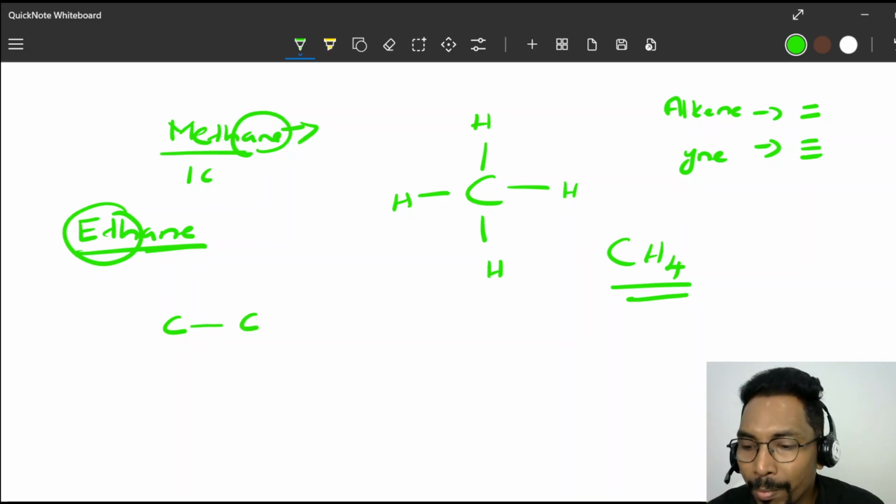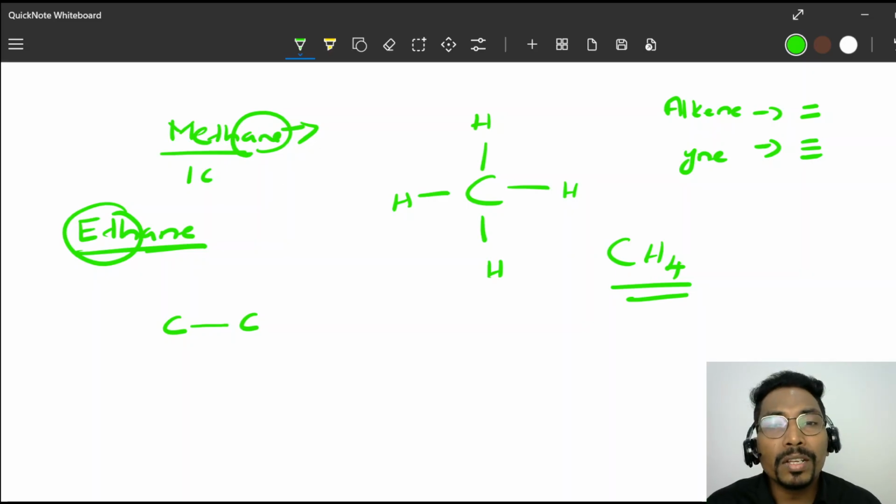Then connect these carbon atoms with a line. A line means that is a bond. Now check: each carbon atom should be surrounded by 4 lines or 4 bonds. That is the technique.